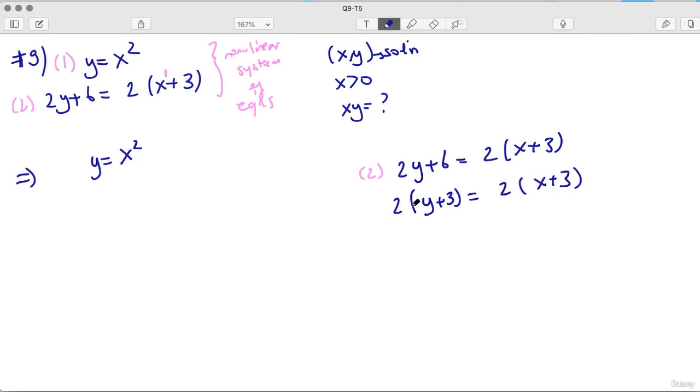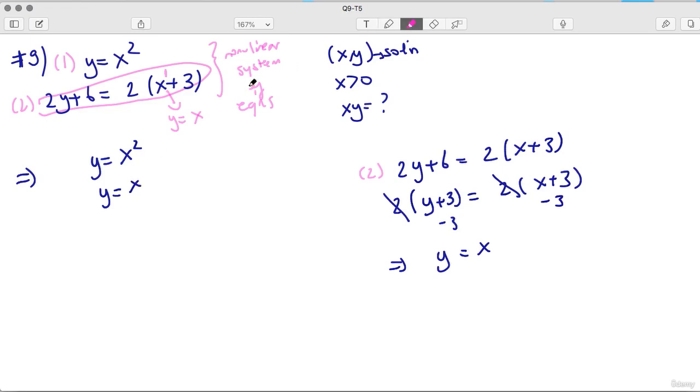Now divide both sides of the equation by 2. We get rid of this. Now I have plus 3 on both sides, so I'm going to subtract 3 from both sides. So we are left with y equals x. Wow! So this second equation is simply y equals x. It's really great. So now this is the system: the first equation in the same format, and the second reduced to y equals x.